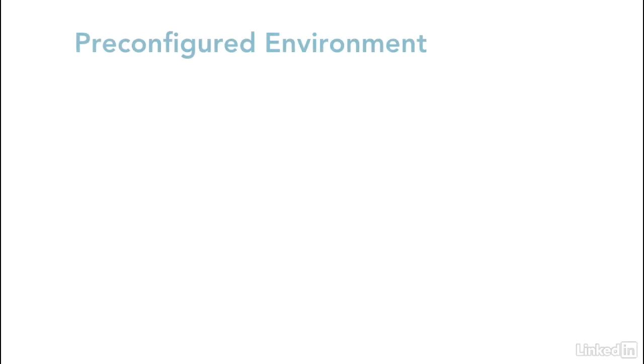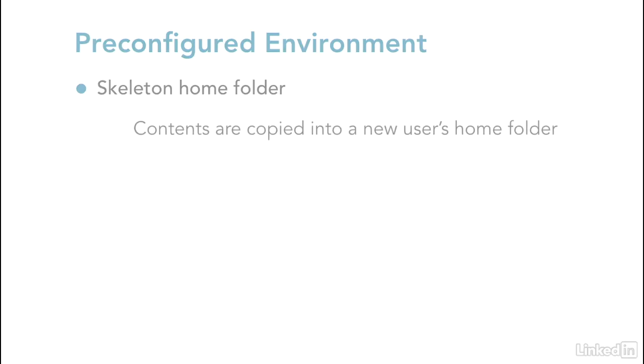If you're deploying many users and need to have a standard or templated setup for them, there are a few ways you can make that happen. You can define what's called a skeleton home folder to include any files, links, or folders that you want users to have in their own space from the beginning.